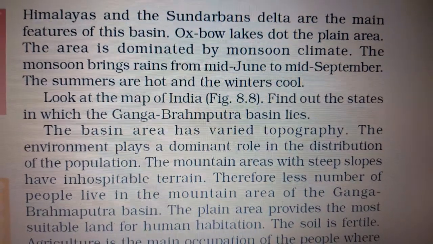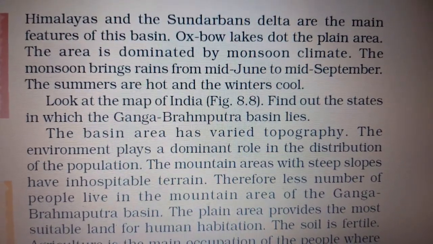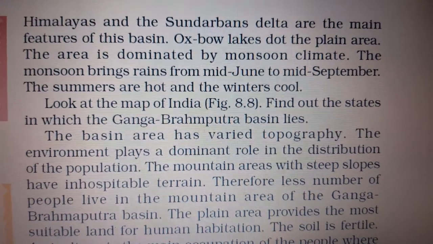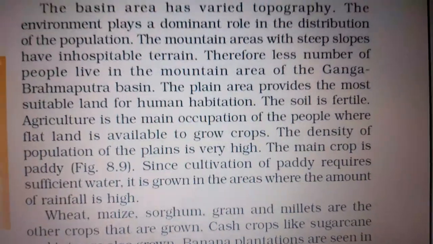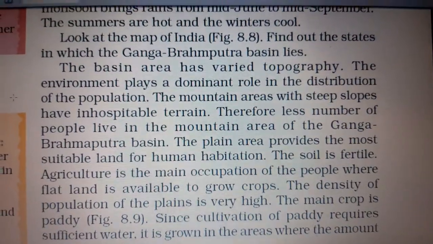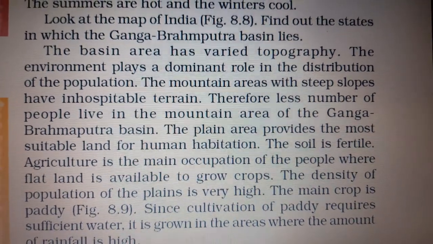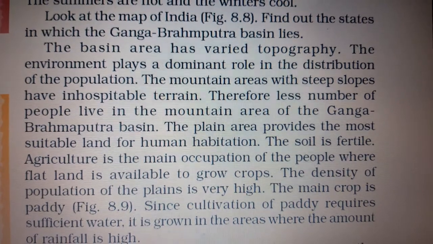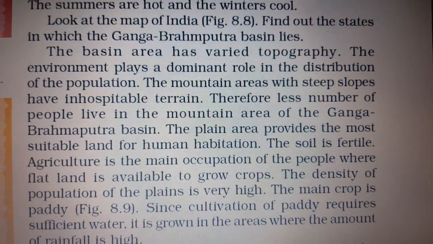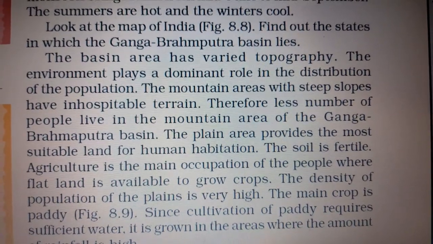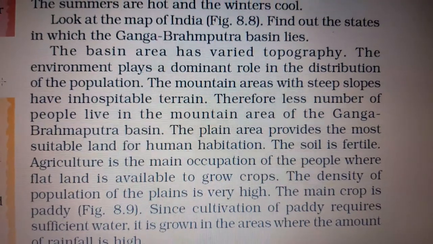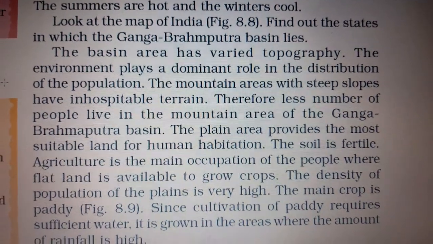So let us do, I explained to you, river Brahmaputra is known by different names in different places. I already explained all the three names. The basin area has varied topography. What do you mean by topography? That is the slope of the land. Because it passes through the plain area also, it passes through the mountains also. So it becomes a delta. So there are different topographies.